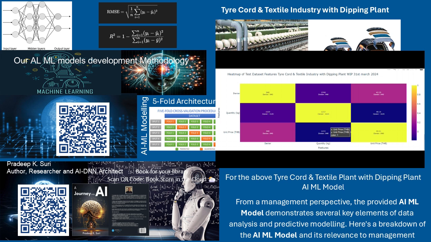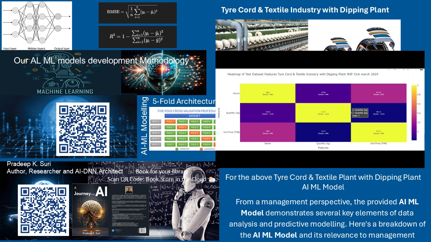Let's analyze the heat map and its significance for DSS. Heat map content, test data, WIP. The heat map visualizes the correlation matrix of a test dataset related to the tire cord and textile industry with a dipping plant. The data is a work in progress, WIP, as of March 31, 2024. Key features: the heat map considers 3 features: denier, quantity in kg, and unit price in THB.